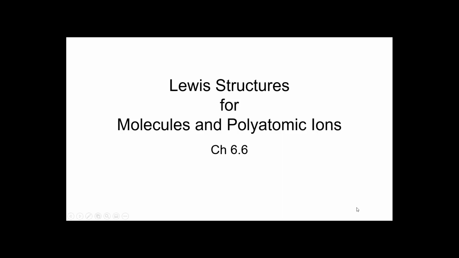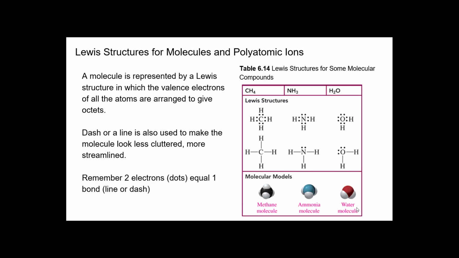Hi class, today we're going to be discussing Lewis structures and how to put these Lewis structures together in a compound. So, Lewis structures for molecules. We already covered how to draw elements with their valence electrons around as dots. Now we're going to start to put these together in a compound. We need to do this because we need to look at how these compounds are oriented.